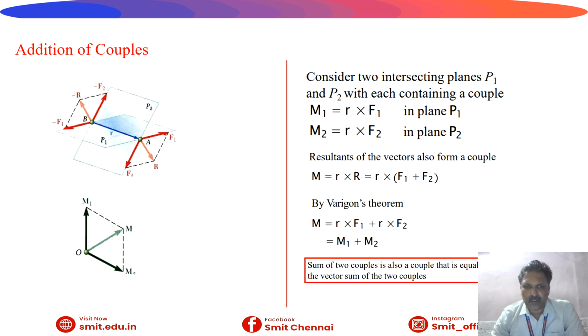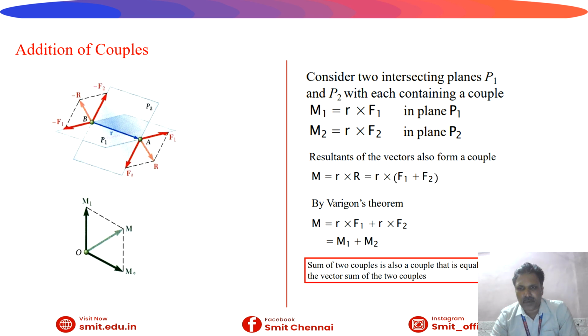Then addition of couples. Consider two intersecting planes P1 and P2, each containing a couple. Here these two are intersecting planes, and R into F1, then R into F2. R into F1 in plane 1, R into F2 in plane 2. The resultant of the vectors also forms a couple.